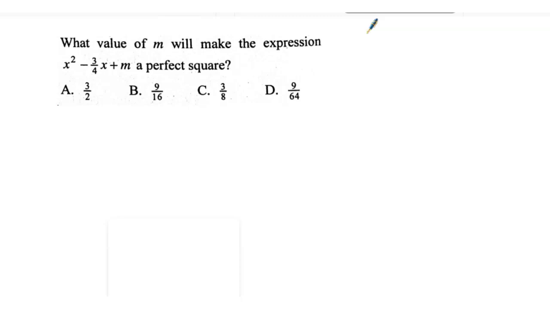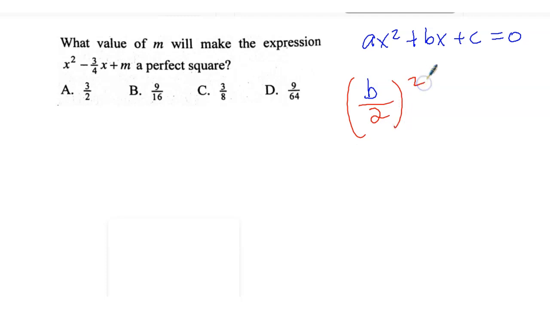I'm going to use 2 methods to solve this one. When you're completing the squares, the standard equation is ax squared plus bx plus c equals 0. When you're completing the squares, what you do is take your b, divide it by 2, square it, and add it on both sides, and that addition is the m that they are looking for. So if we use this formula here, we can get an answer. So let's consider that, and then we will look at another method.